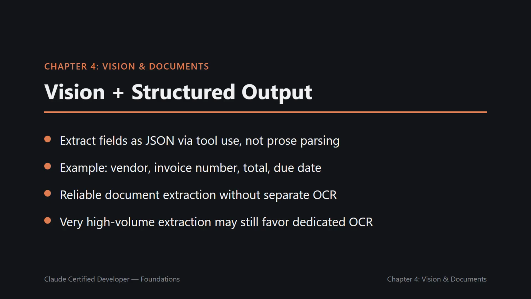For example, extracting vendor name, invoice number, total, and due date from an invoice image as JSON, paired with a tool schema or a pre-filled brace. This gives you a reliable document extraction pipeline without a separate OCR or template matching system. Though for extremely high volume, latency-critical extraction, a dedicated OCR pipeline may still be more cost-effective.